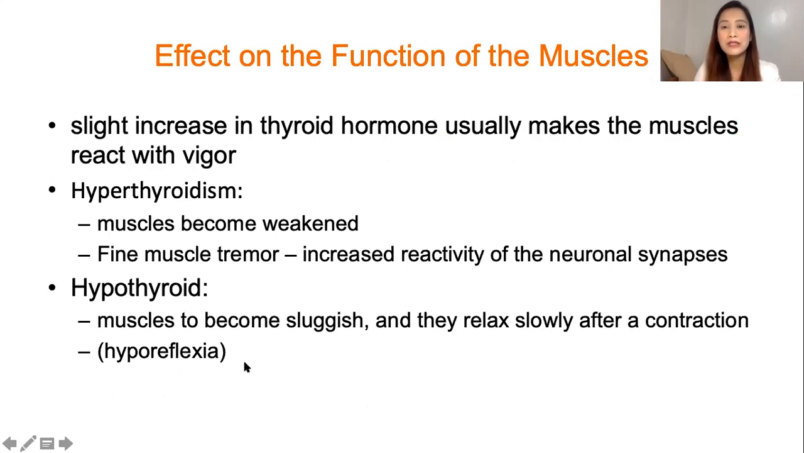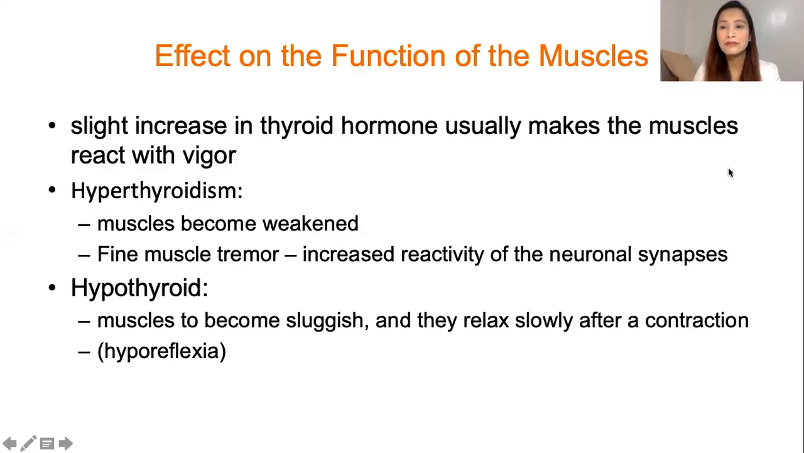How about in the muscle? A slight increase in thyroid hormones usually makes the muscles react with vigor. So patients with hyperthyroidism would manifest with a fine tremor, for example when they sing in the mass, sing during Our Father, or some patients would describe it as pasmado. This is because of the increased reactivity of the neuronal synapses from the excessive thyroid hormone.